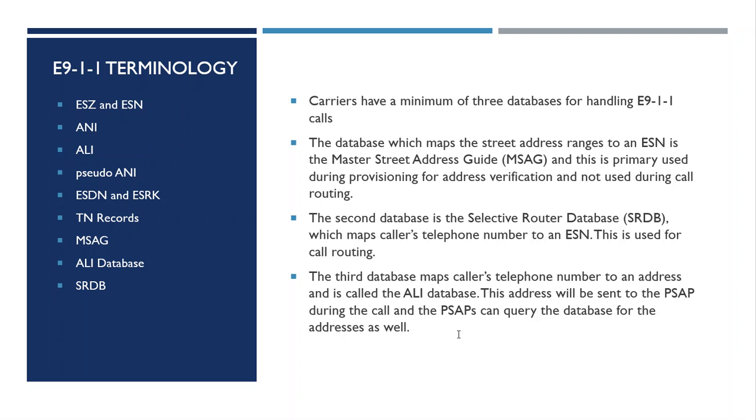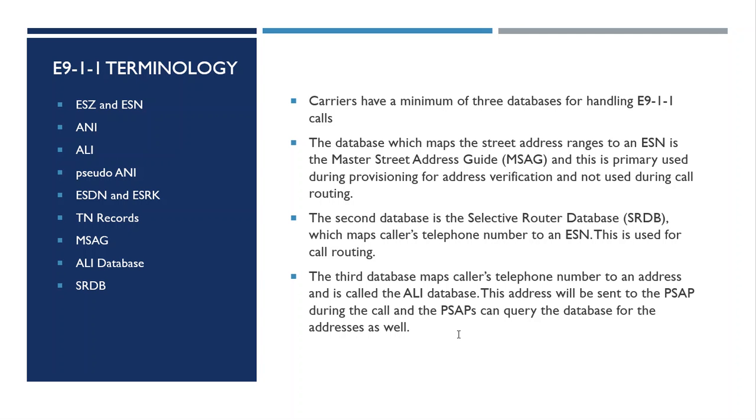The second database is the selective router database, or SRDB, which maps the caller's telephone number to the ESN. That is actually used in the routing. When the selective router receives the call, it knows which number the call originates from, and it will look up the SRDB and find the appropriate ESN, and that will tell what is the right PSAP and who are the responding agencies for that particular call, and that call will be routed to the correct destination.